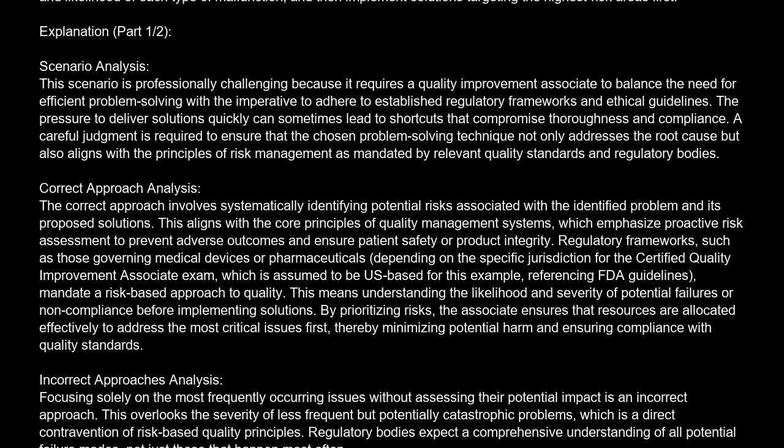Incorrect approaches analysis. Focusing solely on the most frequently occurring issues without assessing their potential impact is an incorrect approach. This overlooks the severity of less frequent but potentially catastrophic problems, which is a direct contravention of risk-based quality principles. Regulatory bodies expect a comprehensive understanding of all potential failure modes, not just those that happen most often.